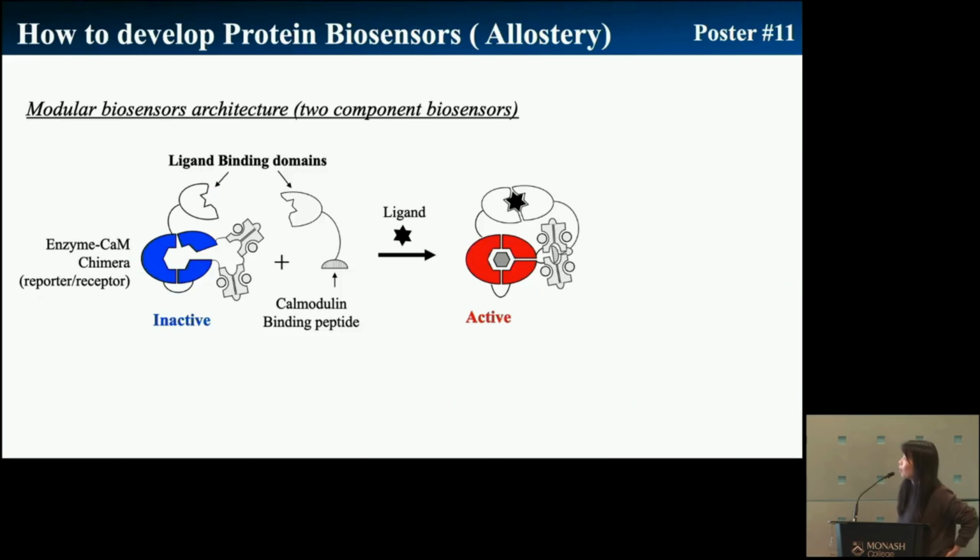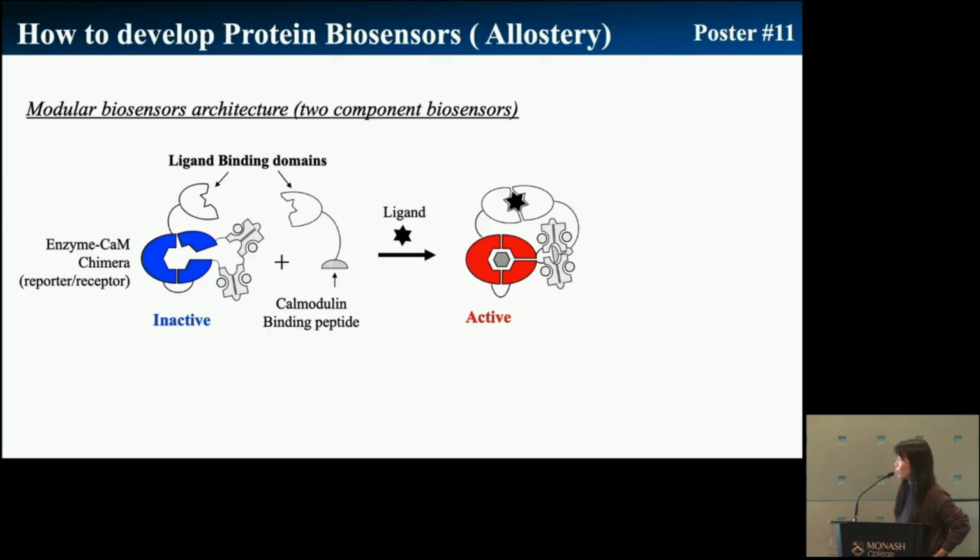Protein biosensors have applications in diagnostics and research, or as research tools. Over the past many years, our lab has developed biosensors with different architectures. One of them is quite generic and modular, and you can apply it to different targets. I show the scheme here.